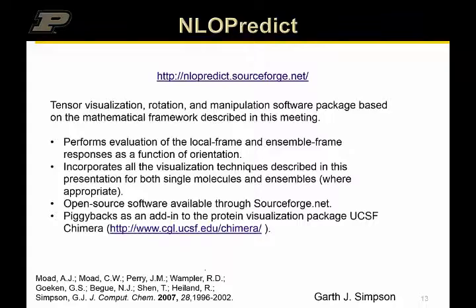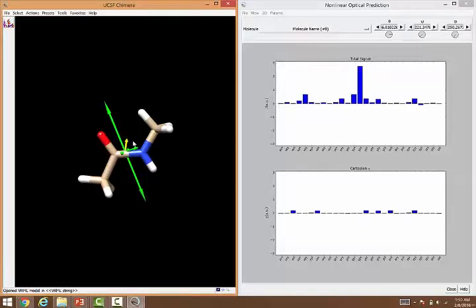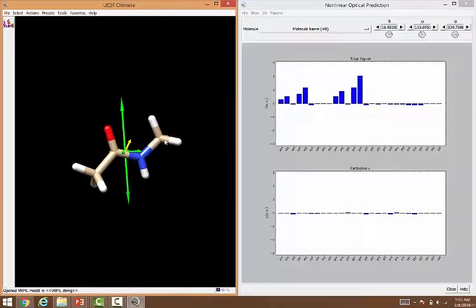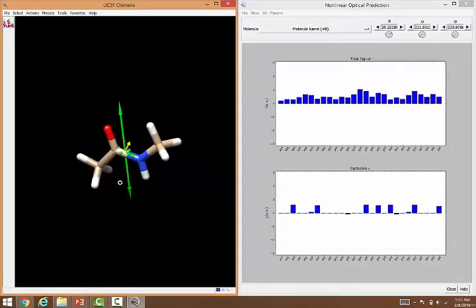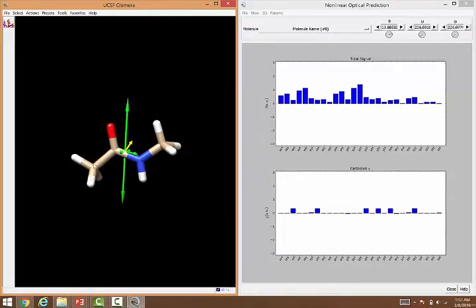Now I'll just say very briefly something about a computational package that's out there to make visualization a little bit easier to deal with, and this is NLO-Predict. And if we just go to that, I can show you how that works. So if we go to NLO-Predict, here's an example of a molecule. This is actually the primarily carbonyl stretch in the amide unit connecting two amino acids in a protein. This is a simplified model for the nonlinear optical properties of that linkage. And you can see that this double-sided arrow, we can move the system around in any reference frame.